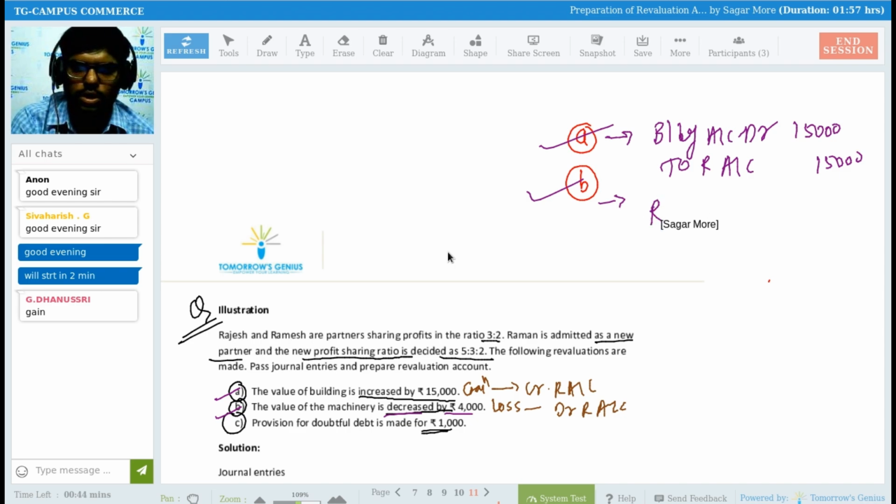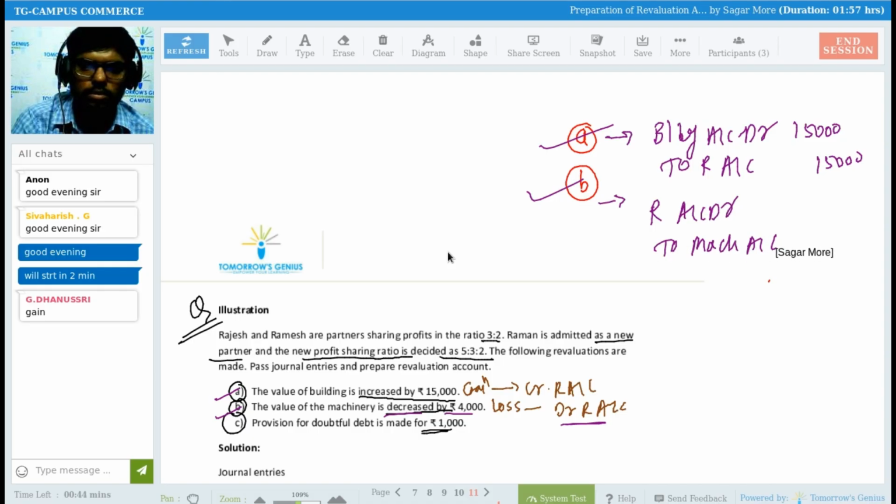Machinery account. No, you said not debit, you said debit revaluation. Revaluation account debit to machinery account, amount 4,000. Absolutely correct.